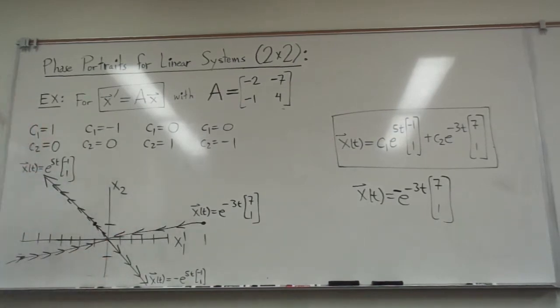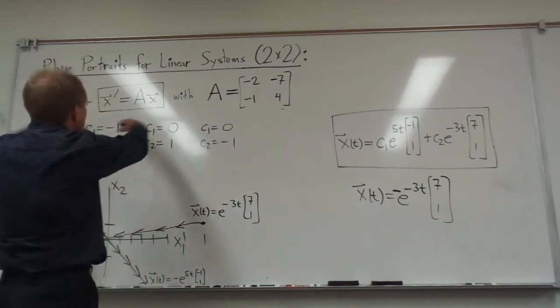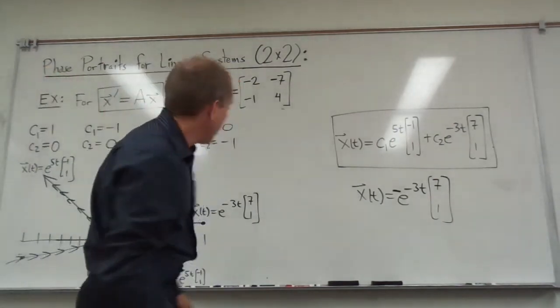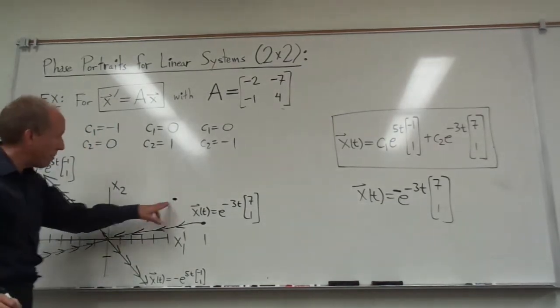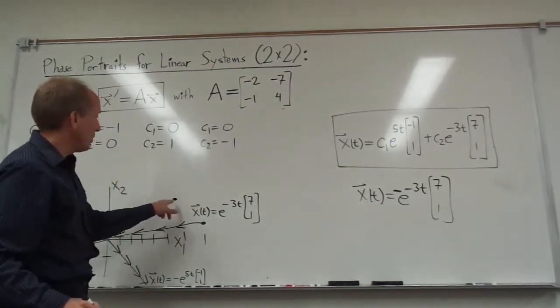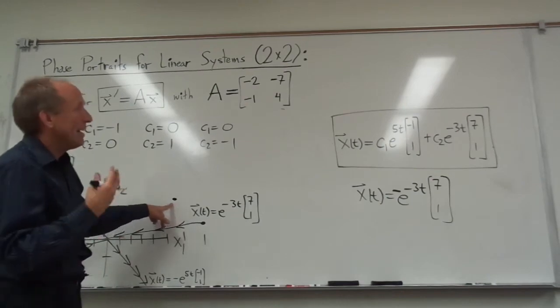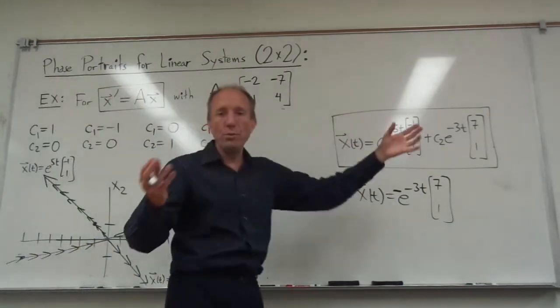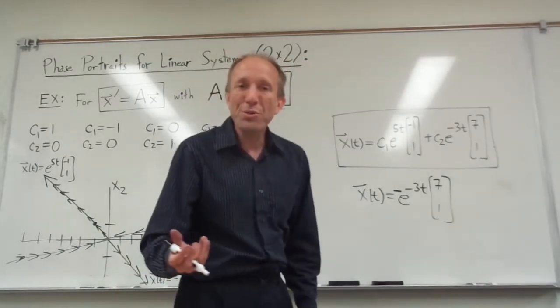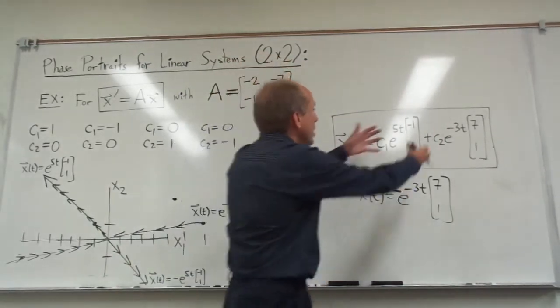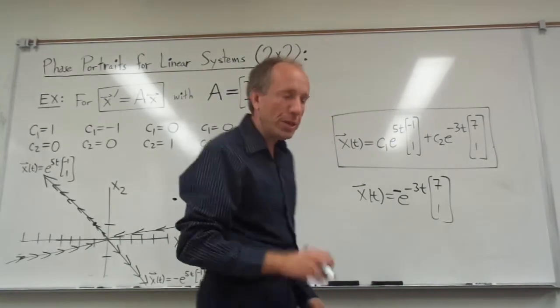Okay? Now, there's lots of other choices of C1 and C2. I could start right here, for example. This could be my initial condition, and so x of 0 is equal to that point. In that case, the C1 and the C2 might both be non-zero numbers, right? Which would mean you have kind of a combination of the two vectors here.